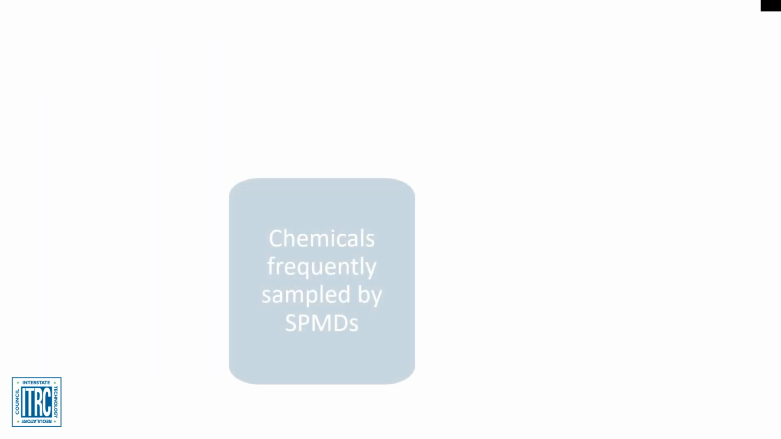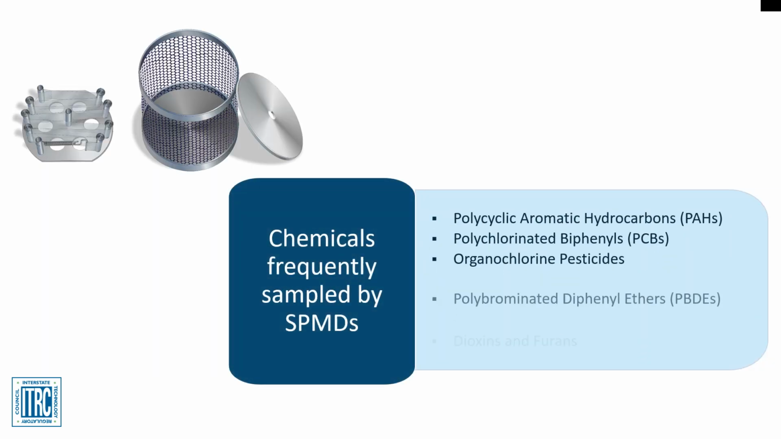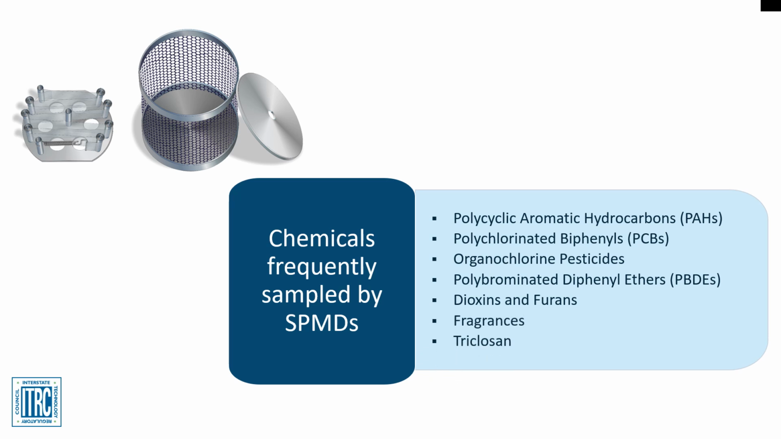The SPMD is designed to sample hydrophobic organic chemicals in surface water. The semi-permeable membrane mimics the accumulation of certain chemicals into the fatty tissues of organisms. SPMDs have also been adapted to sample halogenated organic compounds in groundwater monitoring wells and can determine freely dissolved or bioavailable concentrations of certain volatile organic compounds, polycyclic aromatic hydrocarbons, and polychlorinated biphenyls with log octanol water partition coefficients, or log KOW, greater than 3.